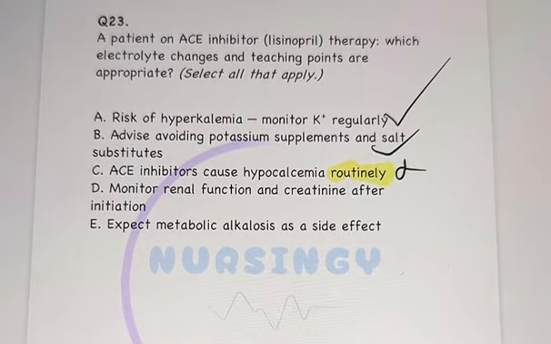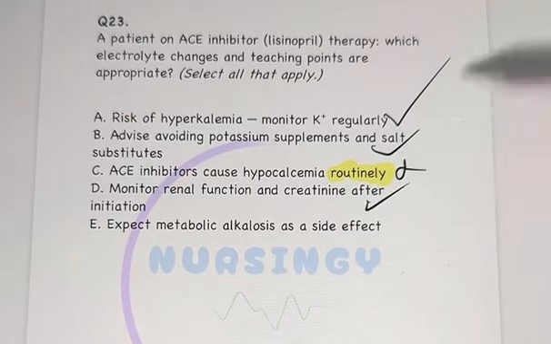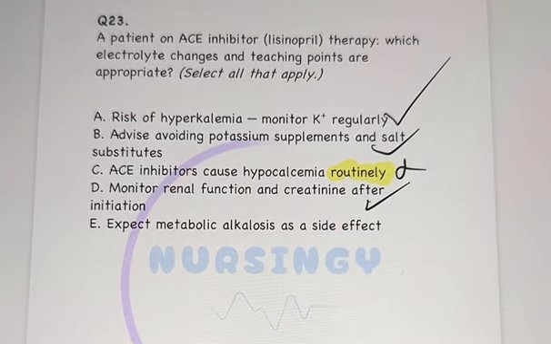What about D? Monitor renal function, creatinine, after initiation. Yes, because these are medications metabolized by the kidney. So if somebody especially has pre-existing renal disease, we need to monitor regularly because they can cause a rise in the creatinine level. Okay, what about E, guys? Expect metabolic alkalosis as a side effect.